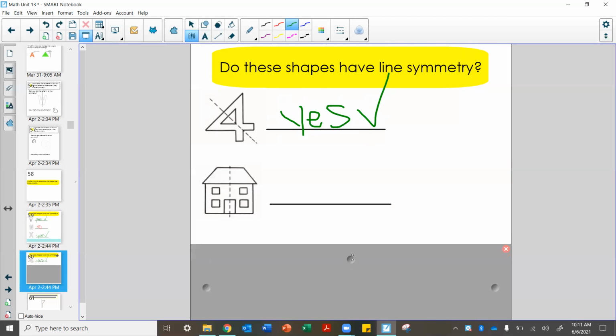Okay, next shape, the house. Write on your whiteboards, yes or no, send me a chat. Okay, yes, this does have one line of symmetry.